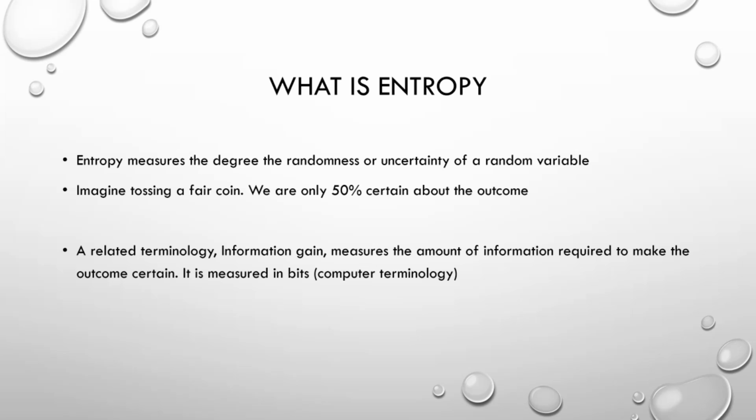A very related terminology is information gain, which measures the amount of information required to make the outcome certain. Like how much information do we require to convert our uncertain 50% certain outcome for a fair coin to a 100% certain outcome? That is information gain. It is measured in bits. Bits is the computer terminology that is being used.